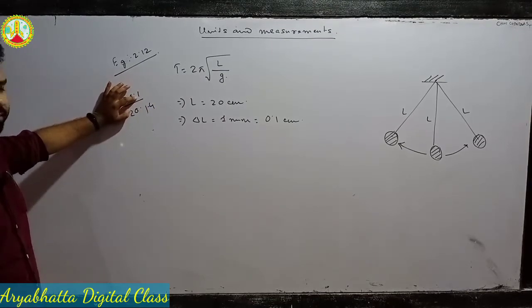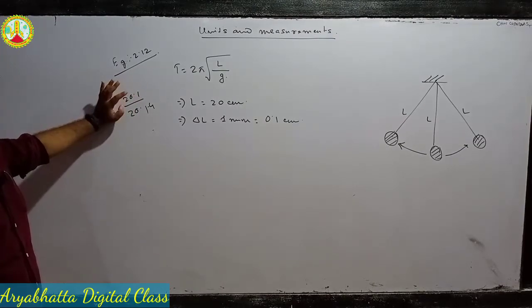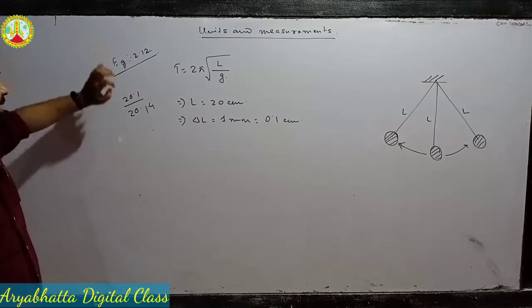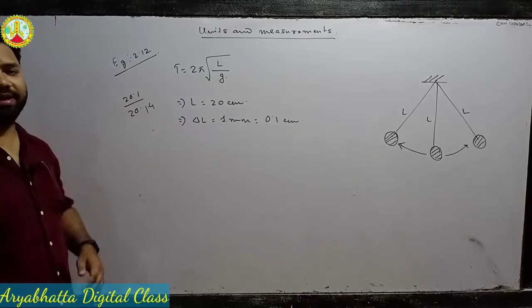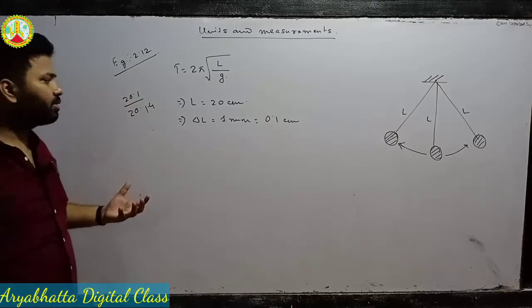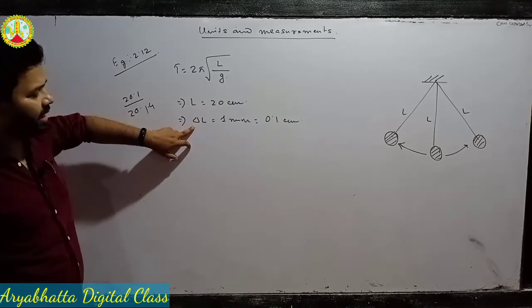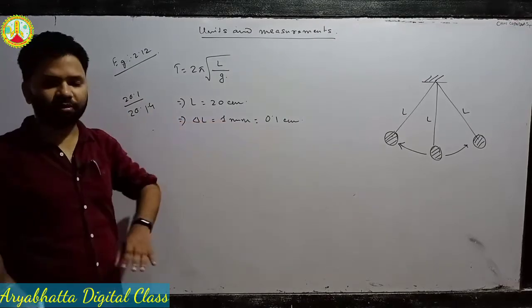So this scale can read 0.1, 0.2, 0.3, 0.4, 0.5, 0.6, 0.7, 0.8, 0.9, after that 1 comes again. Okay, but this one is more precise, while here accuracy is given as 1 millimeter. So error can take place up to 1 mm only. So what is the error? Error is given as 1 mm, that means 0.1 centimeter.